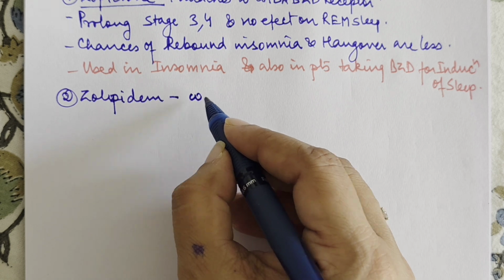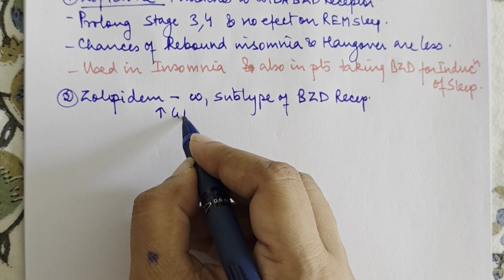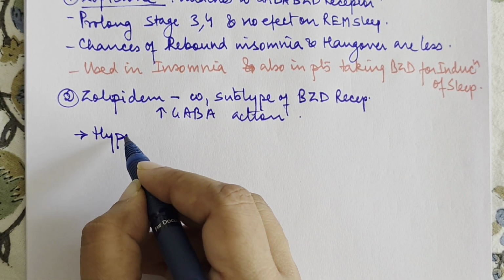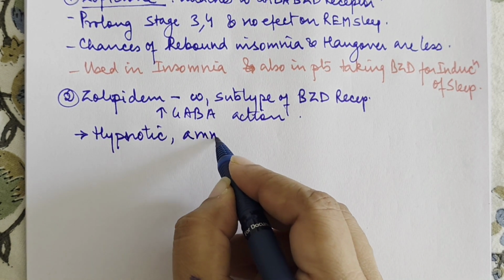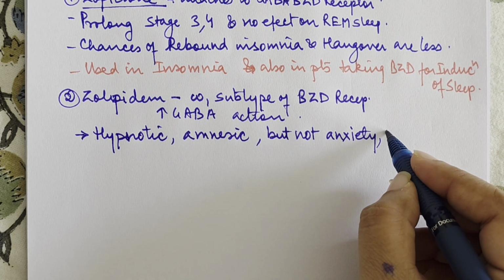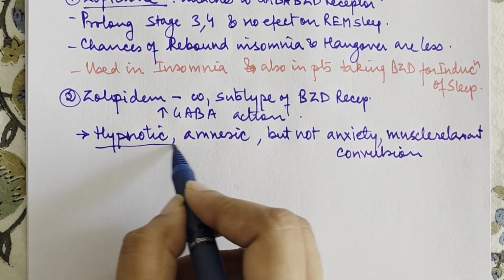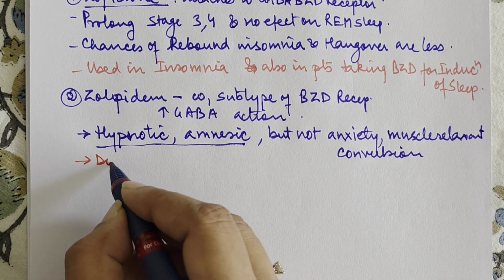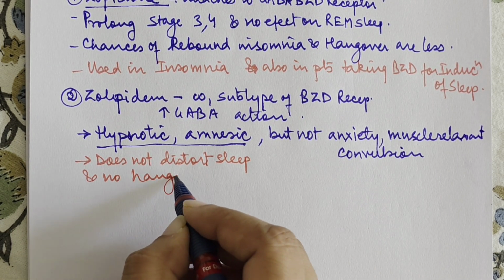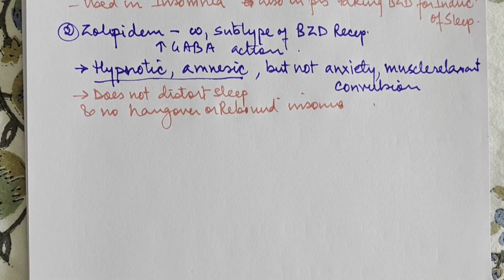This binds to the omega-1 subtype of benzodiazepine receptor. It increases the GABA action, right? Now this is very effective in sleep. It is hypnotic, it is amnesic, but it has no effect on anxiety, no effect on muscle relaxation, and no effect on convulsions. So this is just beneficial in sleep disorder. It does not distort the sleep architecture, and there is no hangover or rebound insomnia, right? So this is used in insomnia.